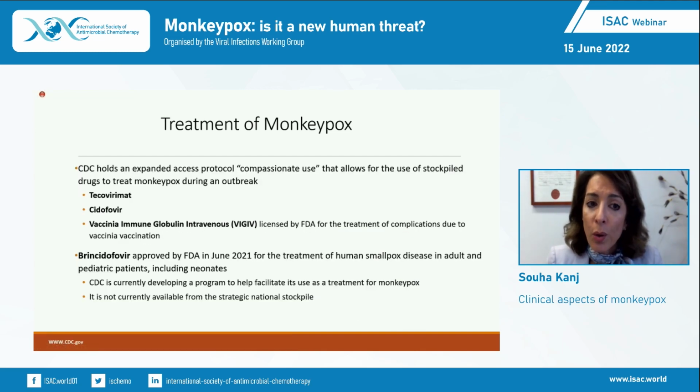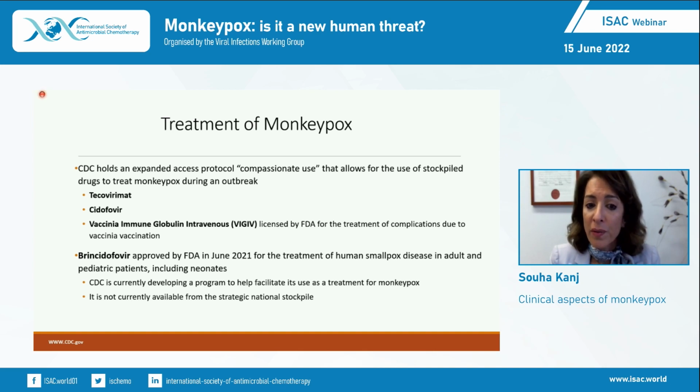And the CDC holds an expanded access protocol, or in other terms, what we call compassionate use protocols, that allows the use of stockpile drug to treat monkeypox during an outbreak. And they have a program for tecovirimat, one for cidofovir. They also have a program for vaccinia immune globulin intravenous administration, which has been used in the past for the treatment of complications due to vaccinia vaccination.